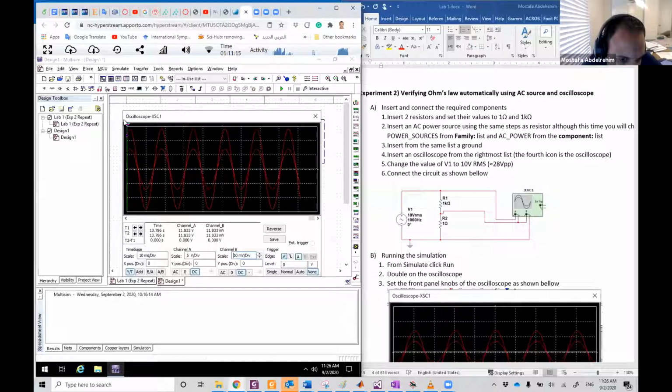I don't know why it's not. The internet connection. So it's not responding. Something bad with my connection.